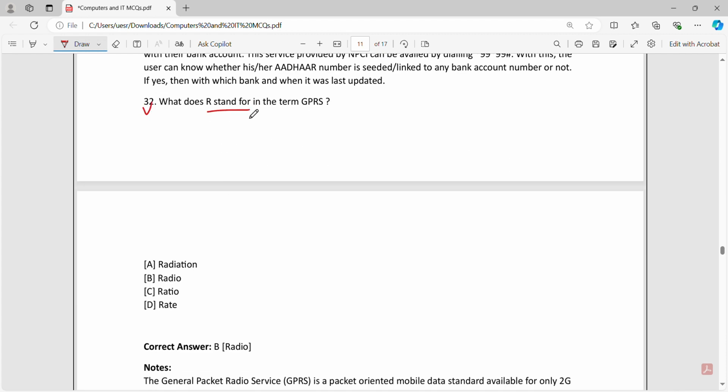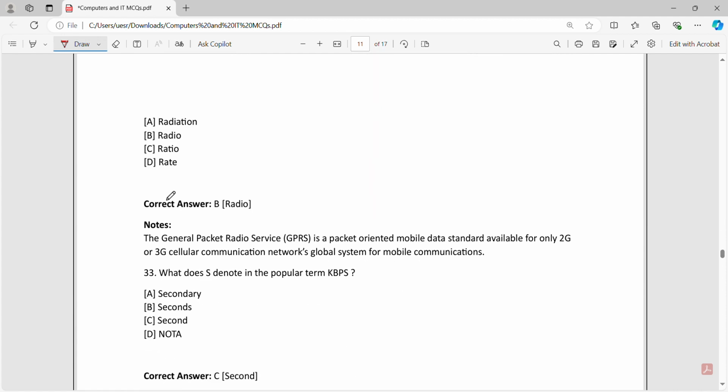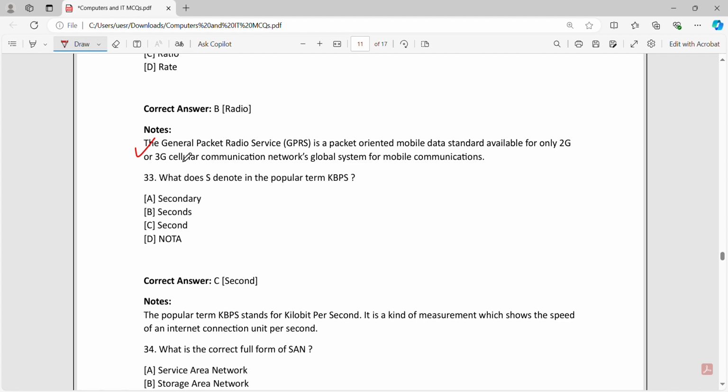What does R stand for in GPRS? So the answer is radio. GPRS means General Packet Radio Service. It is a packet-oriented mobile data standard available for only 2G and 3G cellular communication networks, the Global System for Mobile Communication.